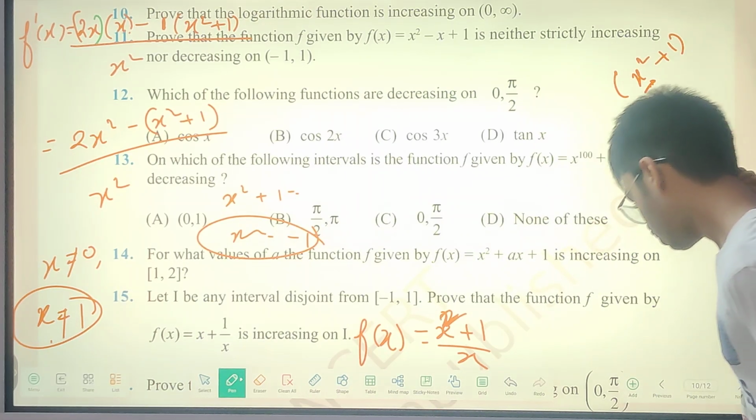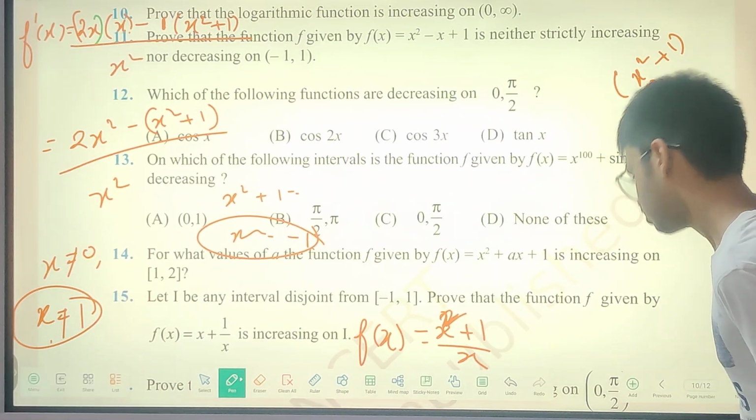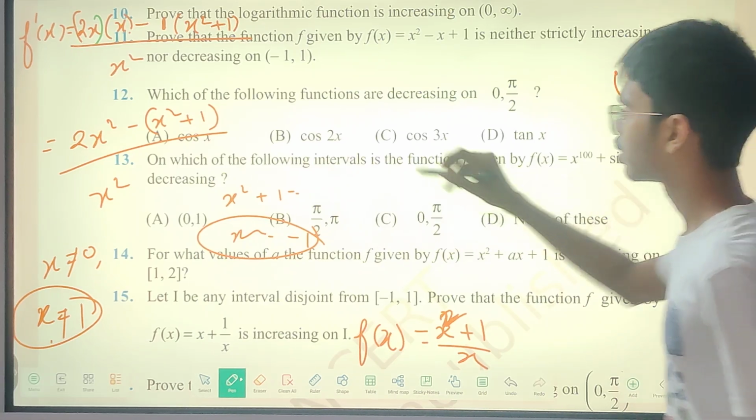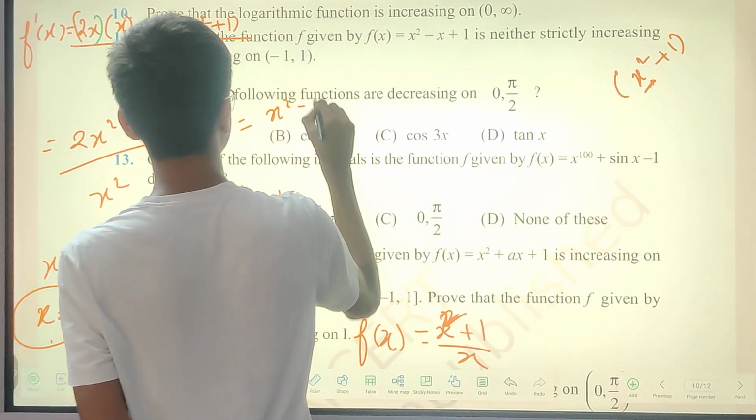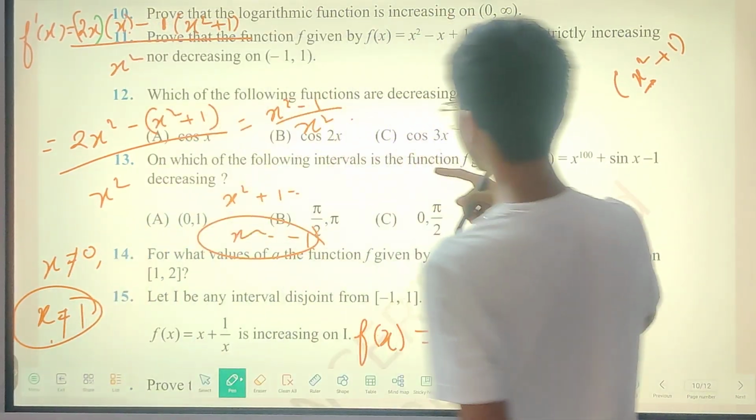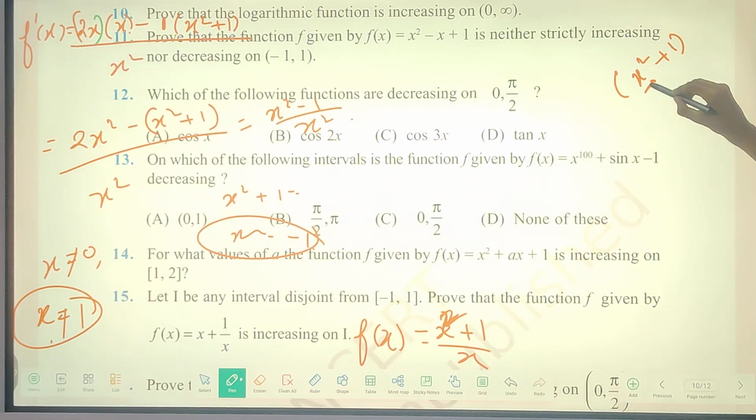Now we have f dash x is equal to x square minus 1 by x square. Okay, now you just check. x square minus 1 we have. Okay, x square minus 1. I don't know why I am being confused on this basic. Okay, then also we have x square.